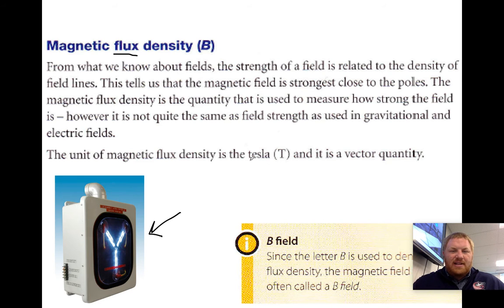Well, flux is measured in something called a Tesla, capital T. Magnetic flux is basically the field strength. Its symbol is B, but its unit is Tesla, T.